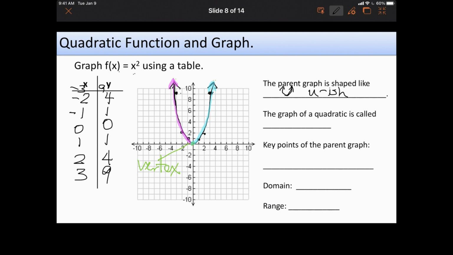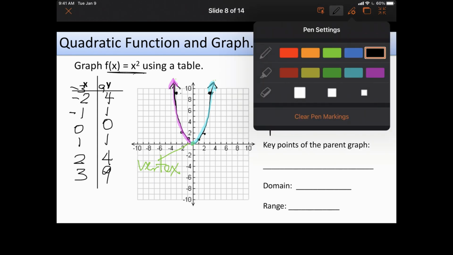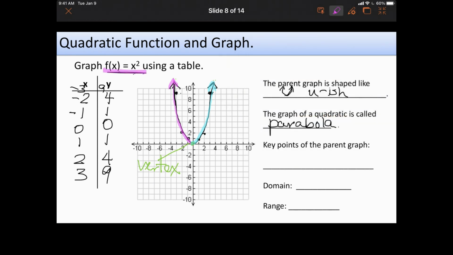Now, for an absolute value function, the graph is called an absolute value. But for a quadratic, it's actually called a parabola. Which is interesting because the name of the function, the equation, is not the same as the graph. So when you look at the equation, we call this a quadratic, but the graph is a parabola.